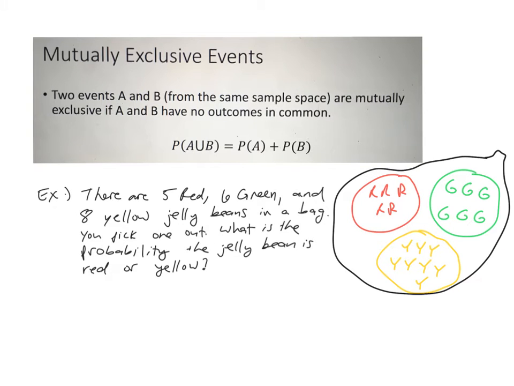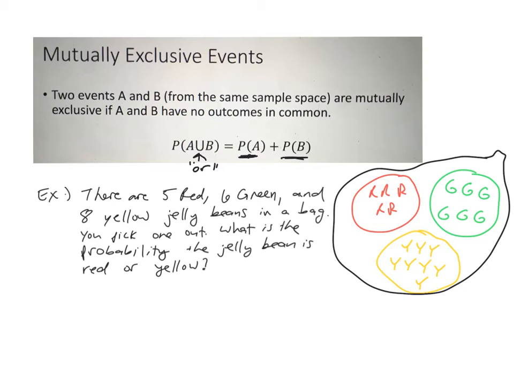Mutually exclusive events. Two events, A and B, from the same sample space are mutually exclusive if they have no outcomes in common. And this symbol here, it looks like a U. You can think of it as or. What is the probability of A or B? Well, if they're mutually exclusive events, it's really simple and it's intuitive as well. The probability of A plus the probability of B is the probability of A or B.